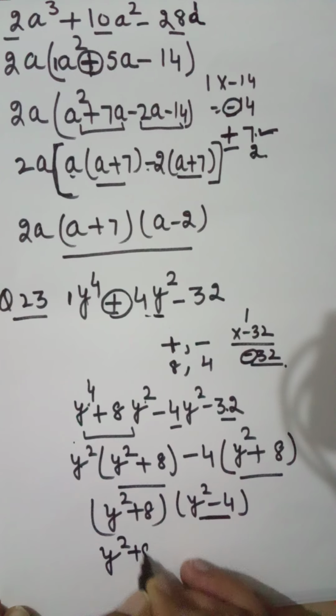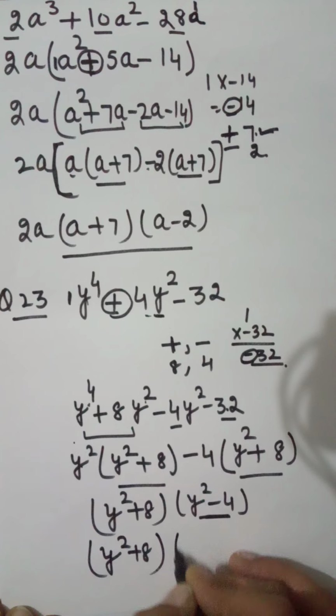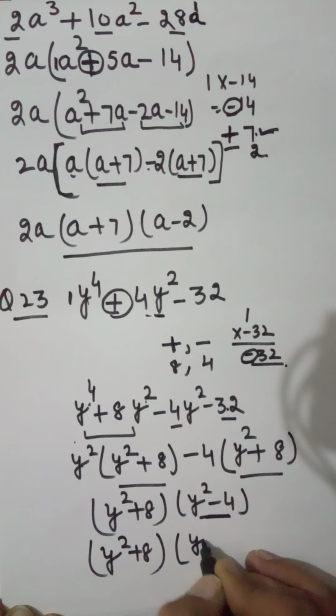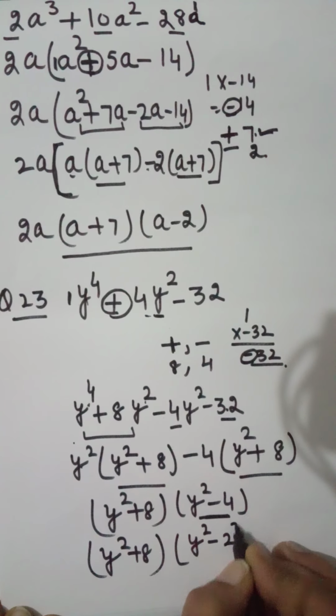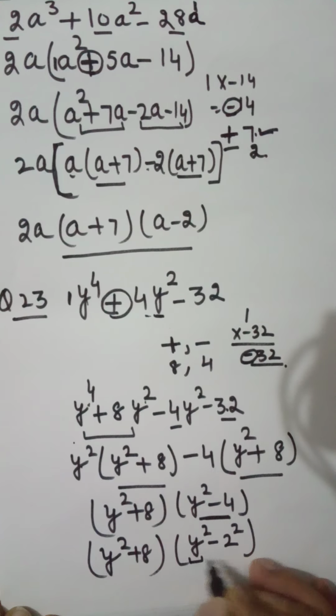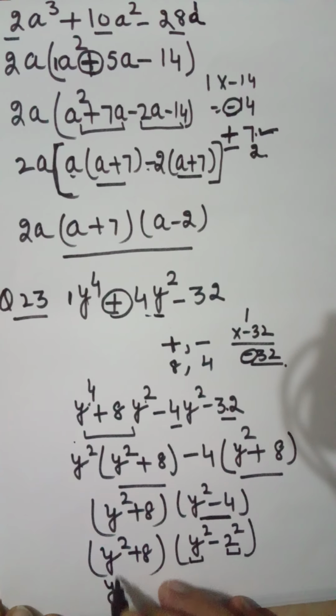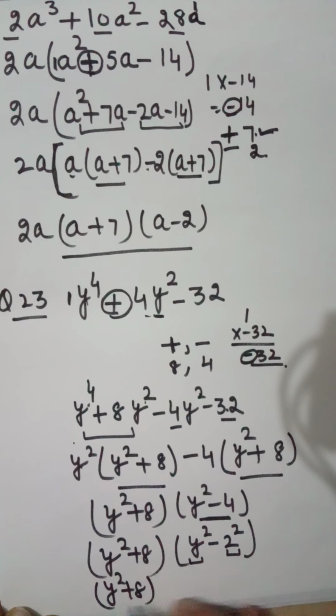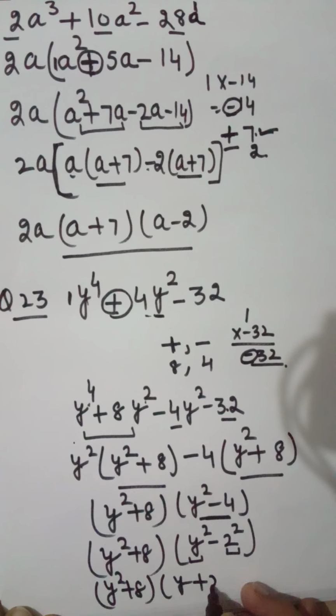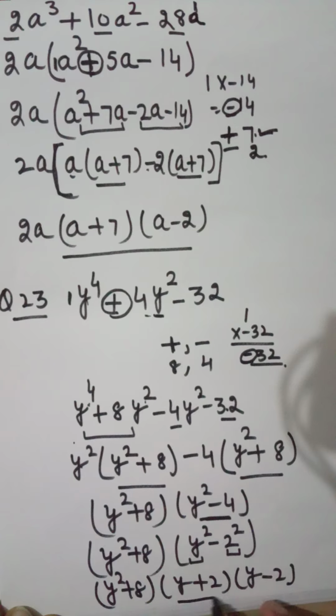Y square plus 8. This is y square and this 4 is 2 square. Now this becomes the identity a square minus b square. So we write it as a plus b into a minus b. So this is the answer of the question.